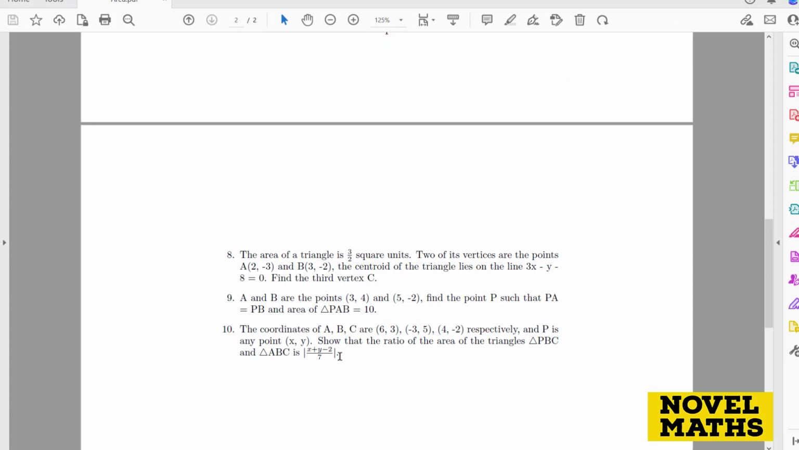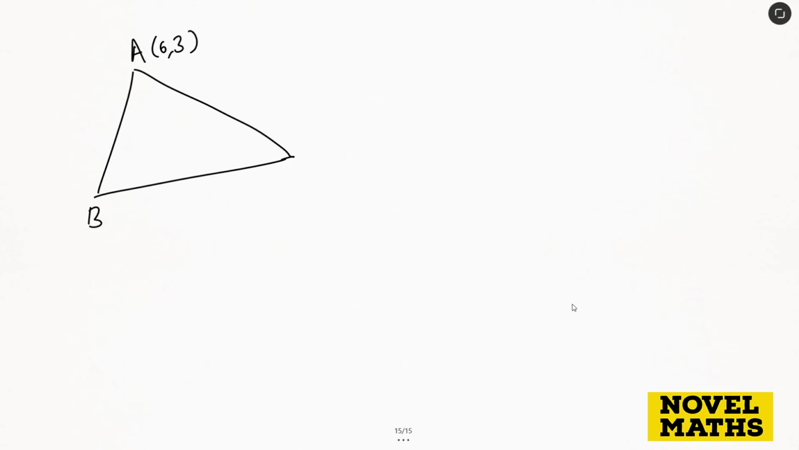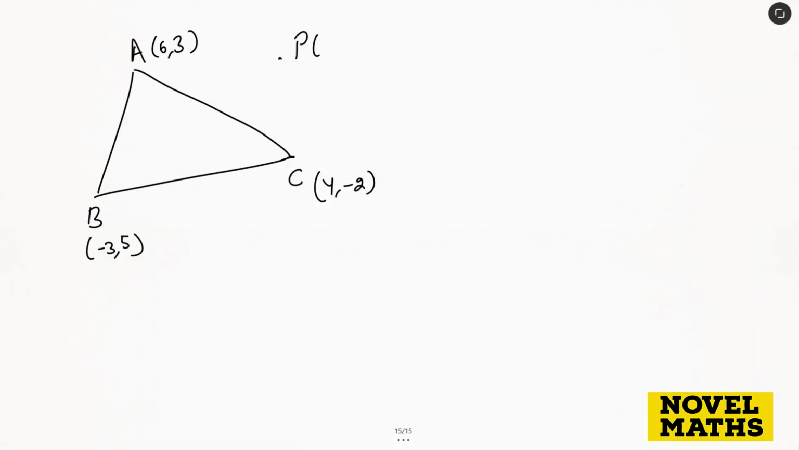Question 10. The coordinates of A, B, C are 6, 3, negative 3, 5, 4, negative 2. P is any point xy, so that the ratio of area of triangle this to this is some value. Let's do that. ABC are known. Again, I will skip the calculation. A is 6, 3. B is negative 3 and 5. C is 4 and negative 2. Then it says P is any point xy, let's say this is P xy.